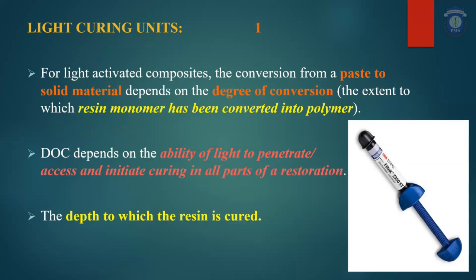So for light activated composites, the conversion from a paste to its solid form depends upon the degree of conversion, or in simple terms, how much of the resin monomer has been converted into its polymeric form. Degree of conversion depends upon the ability of light to penetrate, access, and initiate curing in all parts of a restoration. Or rather, degree of conversion basically determines the depth to which a resin is cured.